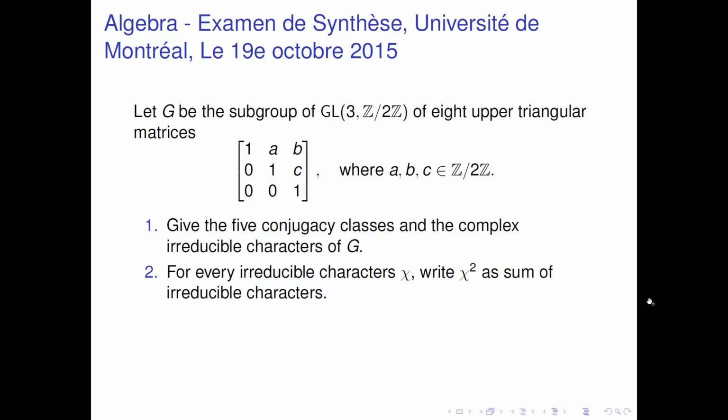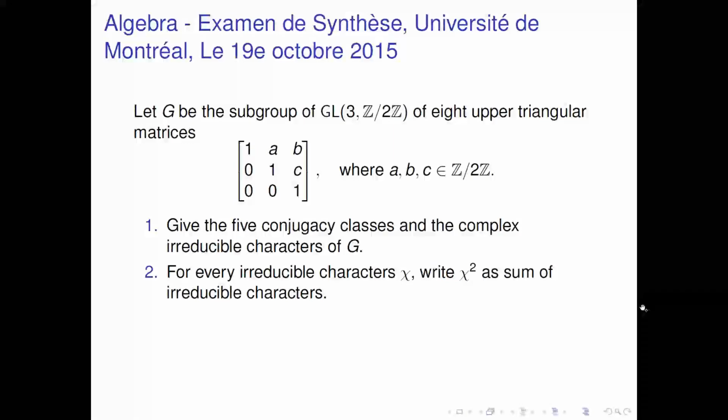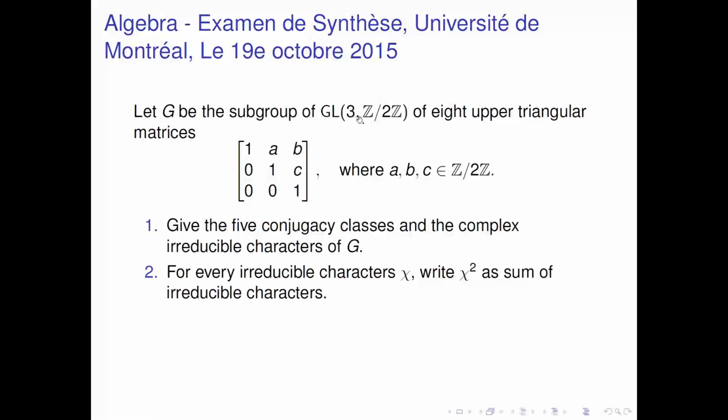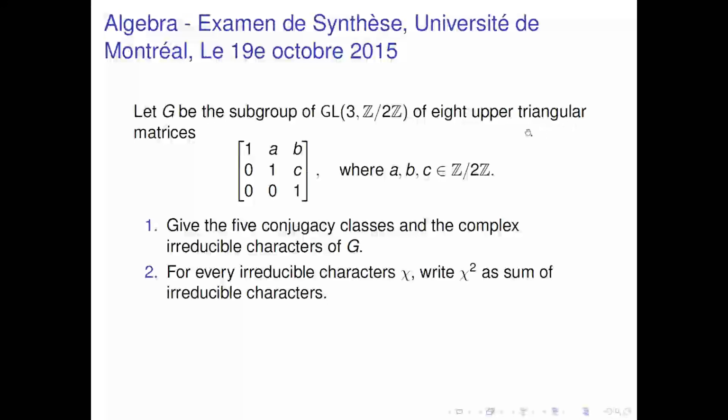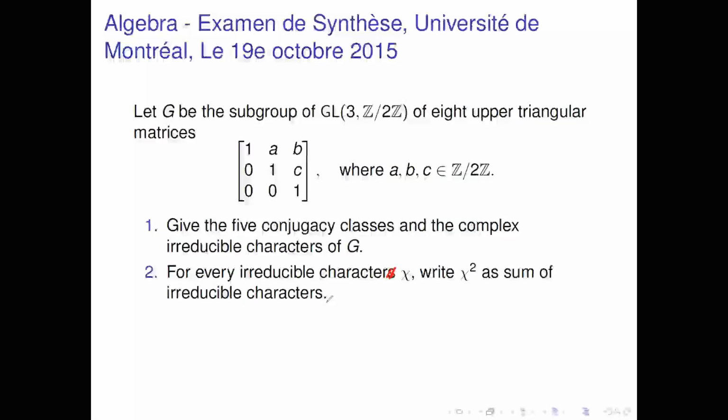Hi, question in the PhD qualifying exam, University of Montreal, on October 19, 2015. Let G be the subgroup of this general linear group of 8 upper triangular matrices, like that. 1. Give the 5 conjugacy classes and the irreducible characters of G. 2. For every irreducible character χ of G, write χ squared as a sum of irreducible characters.